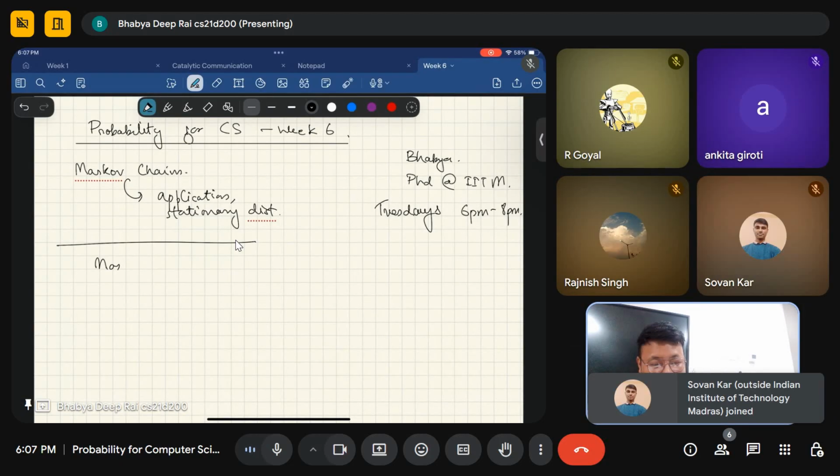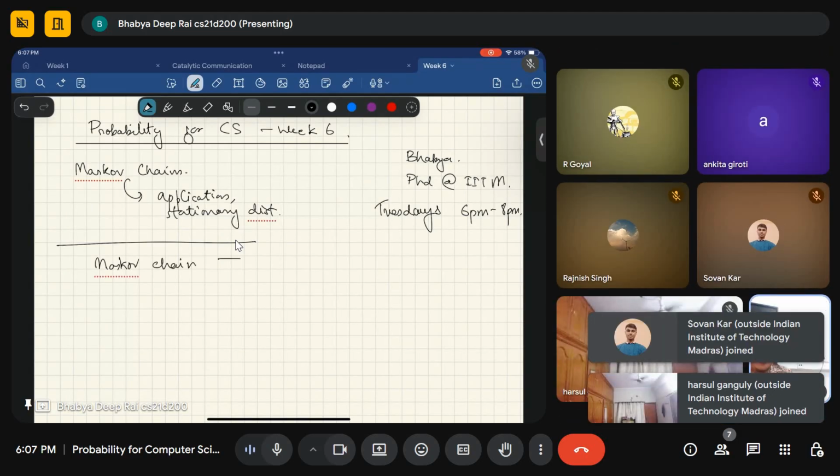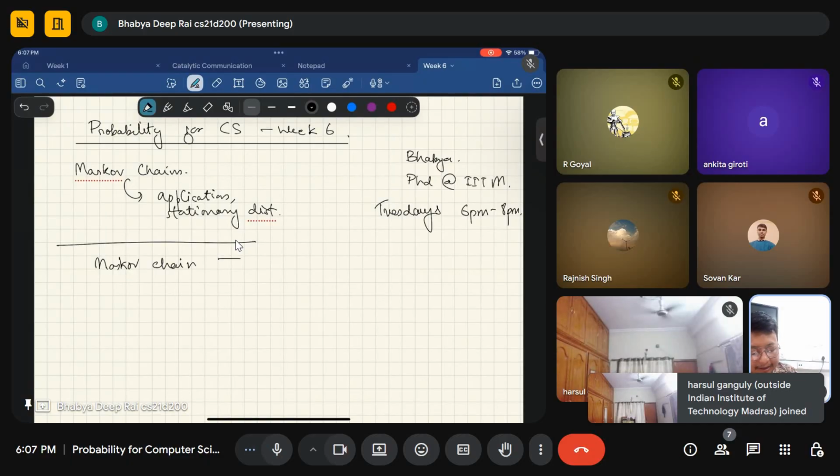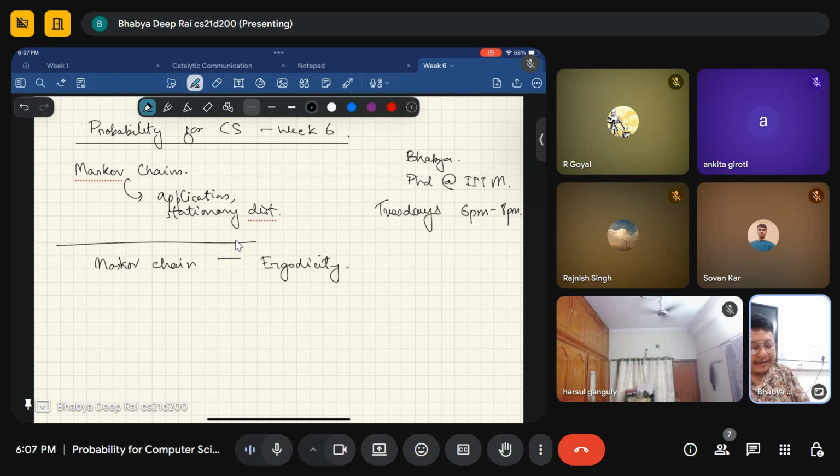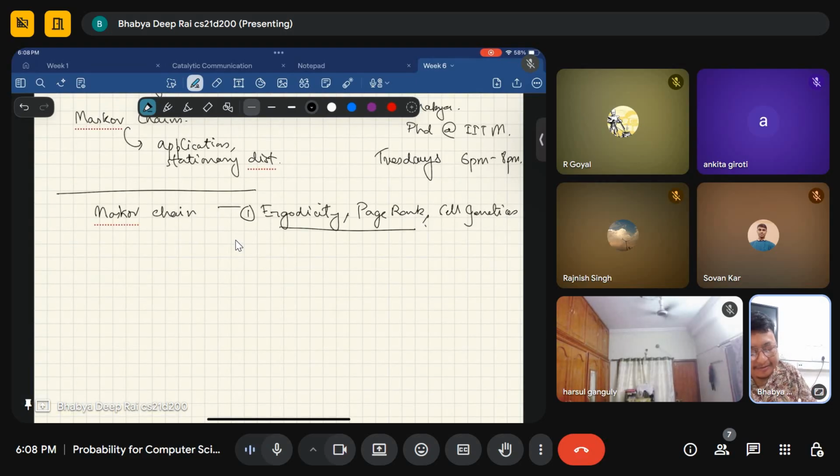That is again Markov chain, but this time we are dealing with something called ergodicity and Pagerank, and it had this cell genetics also, but it deals with very specific kind of formulas. If you watch the lectures, then it won't be a problem for you. Okay, so we'll do like about one question on this.